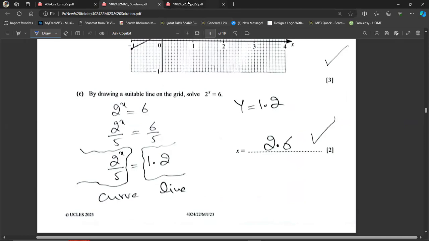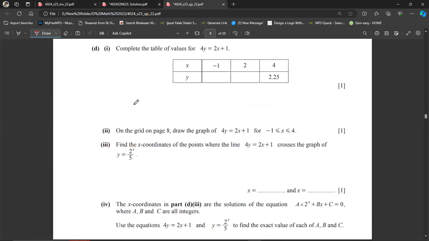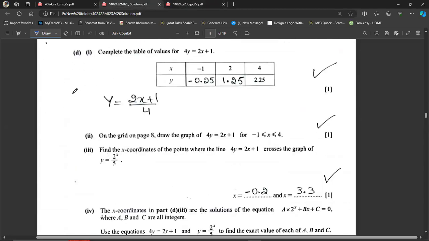This type of question comes in every graph question you attempt. Do you find this question? Here we have question number 4 D, first part. He says complete the table of values for y equals (2x plus 1) divided by 4. So in this equation, wherever there is x, I will substitute minus 1, then I will substitute 2, and whatever values of y come, I will write them here. So let me show you. So the main equation is y equals 2x plus 1, whole thing divided by 4.